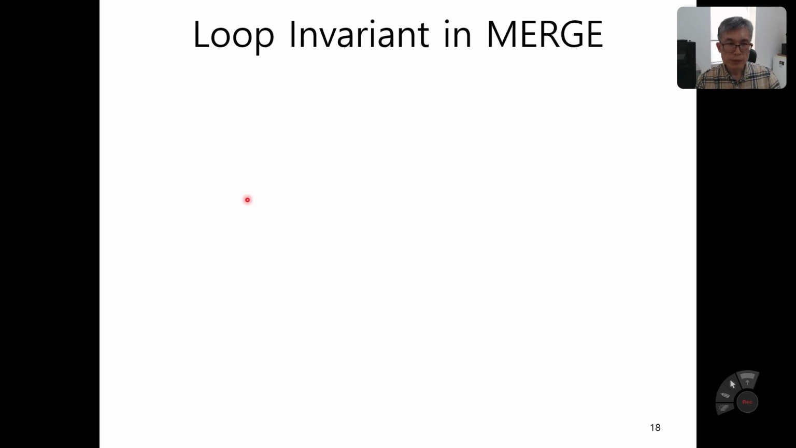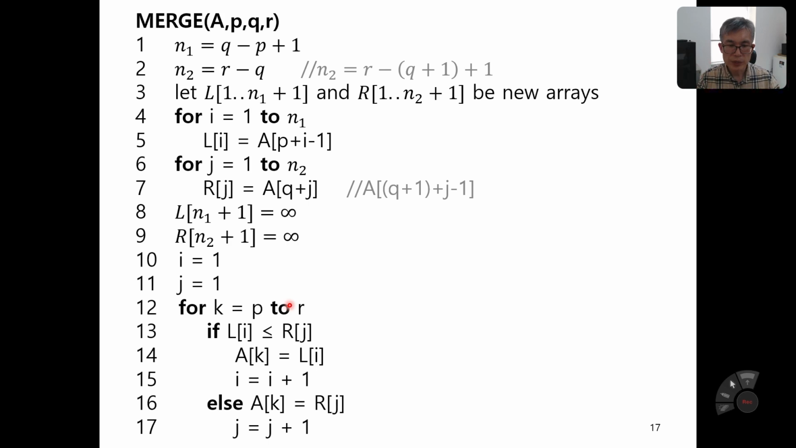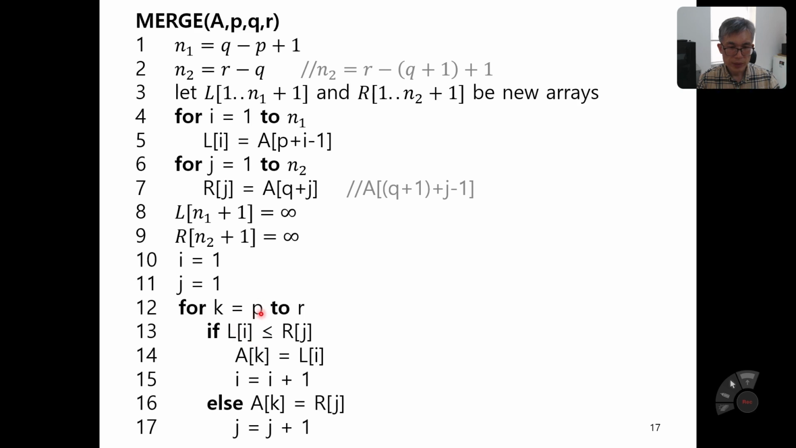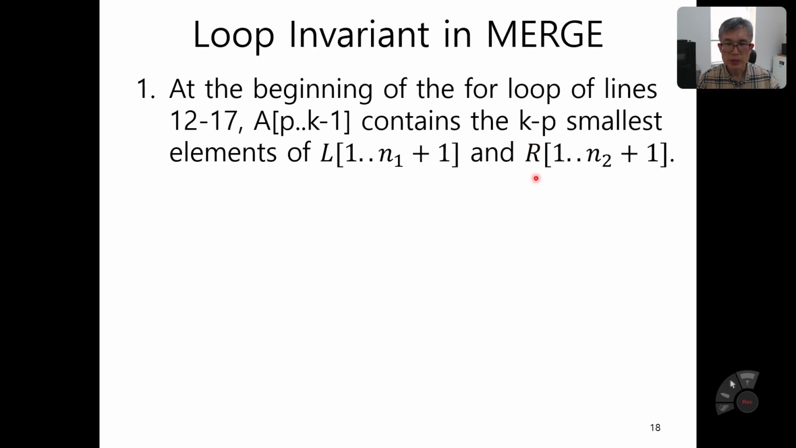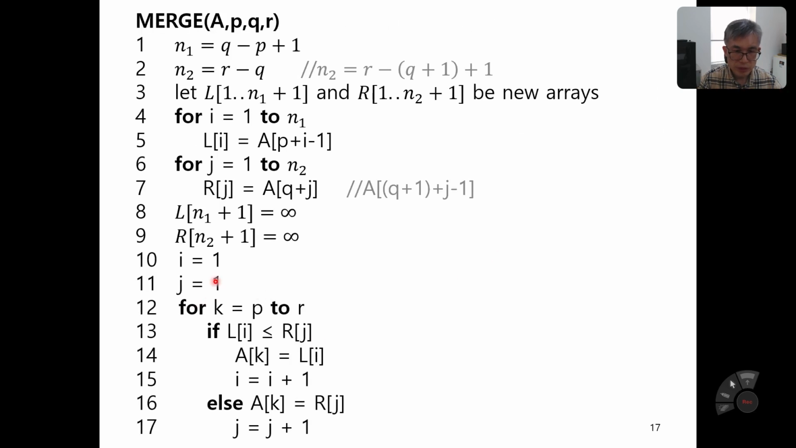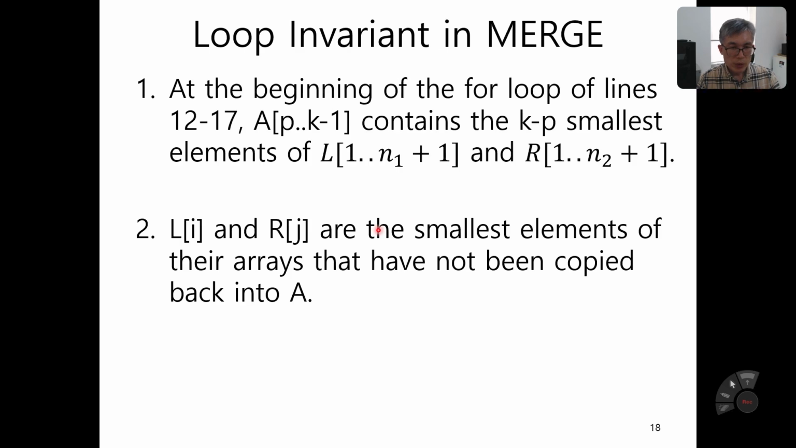So for line 12, we can copy and then see that A[p..k-1] contains this kind of number. And then we can copy the remaining elements in the L buffer and the R buffer, then compare and move the i and j index like this. So I and j index we can compare. Second, L[i] and R[j] are the smallest elements of the arrays that have not been copied back into A. So i and j increase until all elements in the L array and R array are merged.